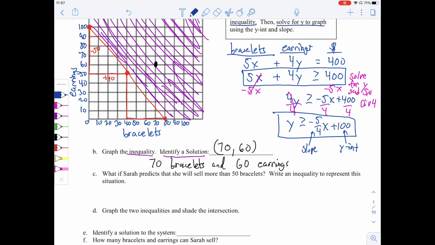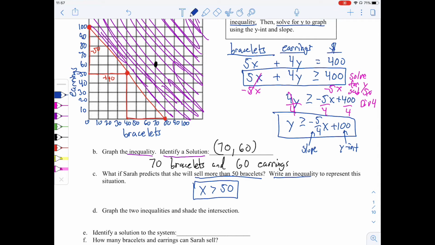Okay, so next, what if Sarah predicts that she'll sell more than 50 bracelets? Write an inequality to represent this situation. So you sell more than 50 bracelets. Bracelets is x, so if your x is greater than 50, that would be your inequality.